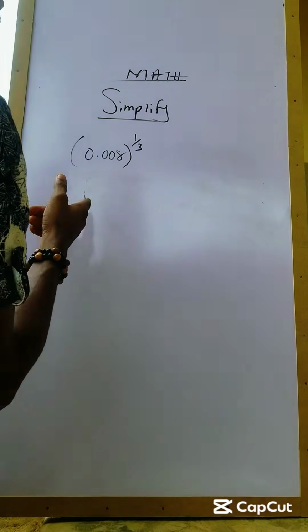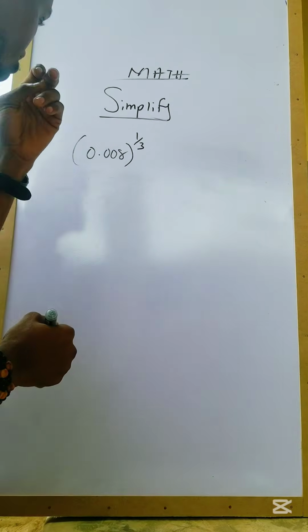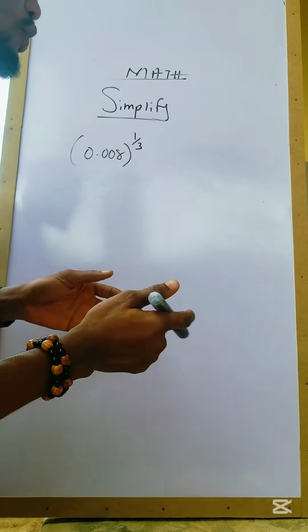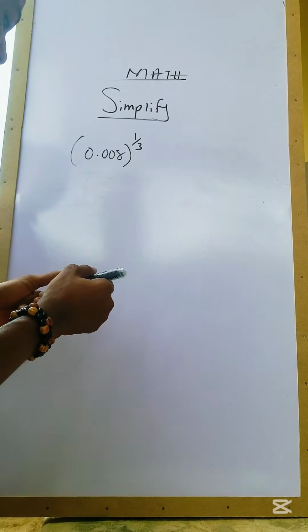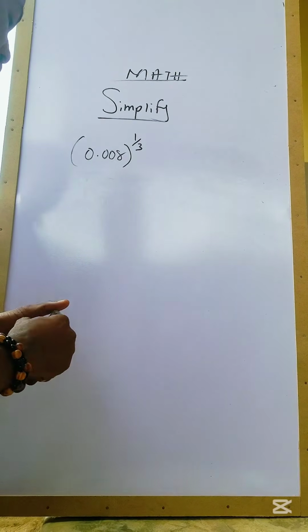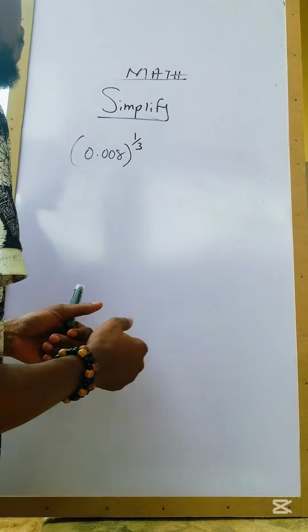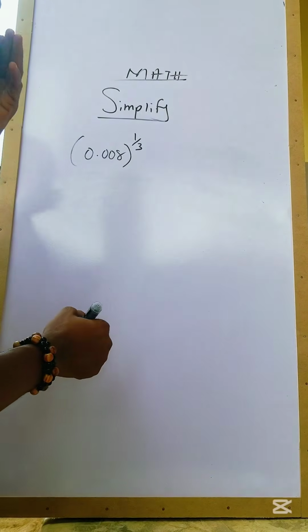Imagine you are given a question like this in the exam and you were told to simplify. Now, before I solve this question, there are some things we need to put into consideration. So what are those things? It is called from fraction to decimal or from decimal to fraction. So you need to understand that part very well.